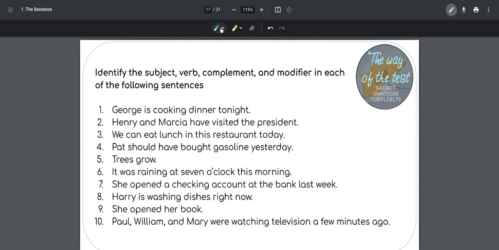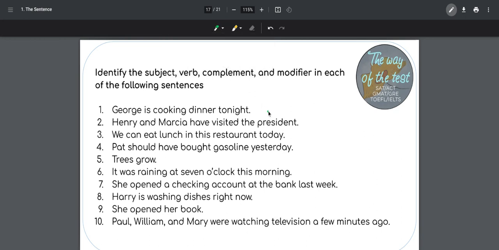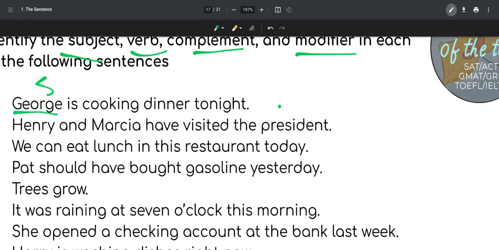I'm going to do the first one just as an example. What they're asking you to do is to separate these sentences and find the subject, verb, complement, and modifier. So I'm going to analyze the first one. George will be the subject. Is cooking is going to be the verb. Remember, when you have a verb phrase, is is not the verb alone. I mean, it's not saying George is tall. It's saying George is cooking. That's a compound verb, so everything is the verb. Dinner will be the complement, and tonight will be the modifier of time.